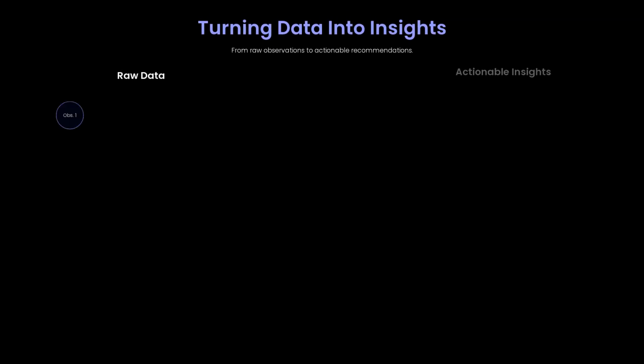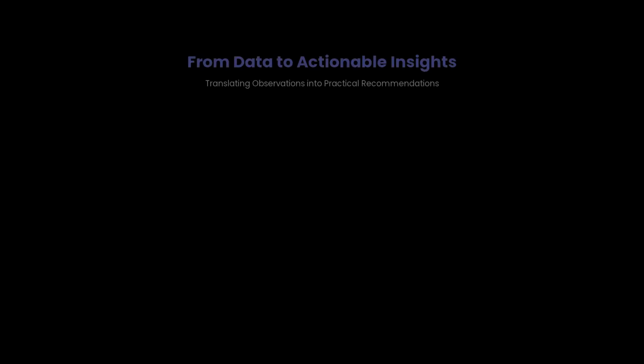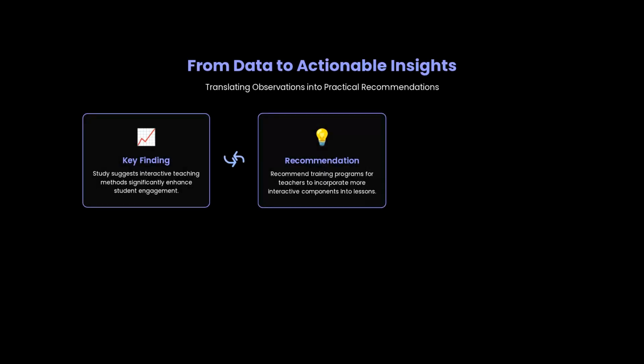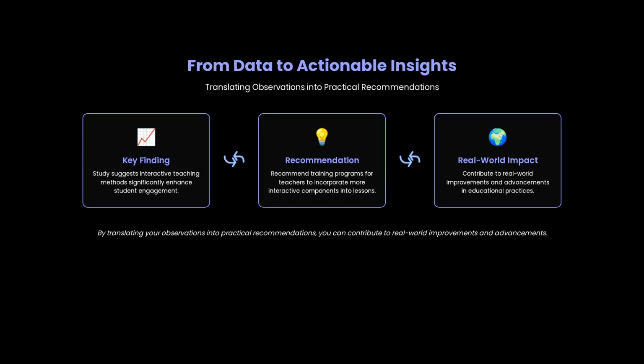Finally, let's examine turning data into insights. The ultimate goal of observational research is to turn raw data into actionable insights. This involves not just presenting your findings, but also providing recommendations based on the observed data. For example, if your study suggests that interactive teaching methods enhance student engagement, you might recommend training programs for teachers to incorporate more interactive components into their lessons. By translating your observations into practical recommendations, you can contribute to real-world improvements and advancements.